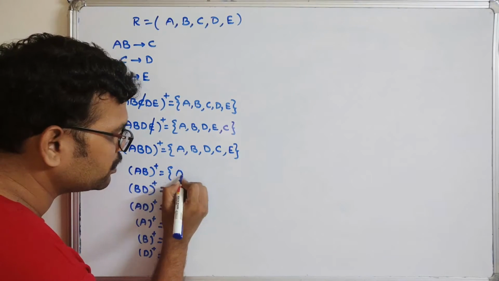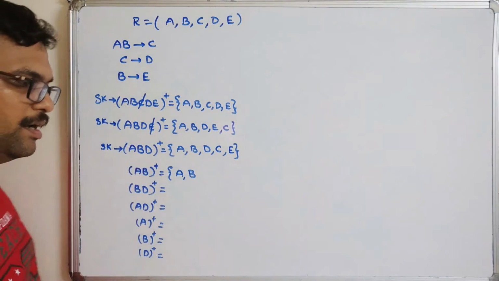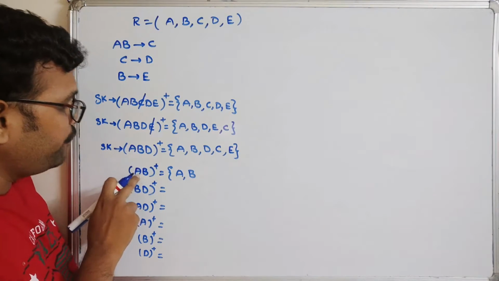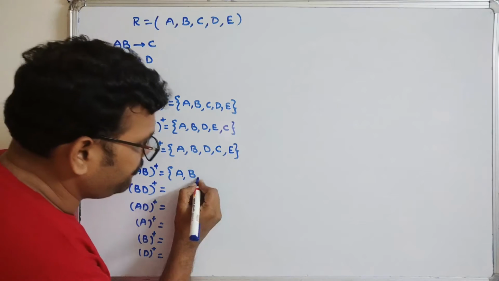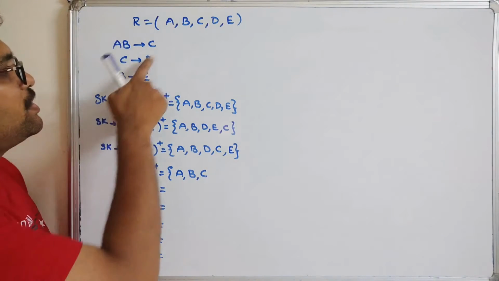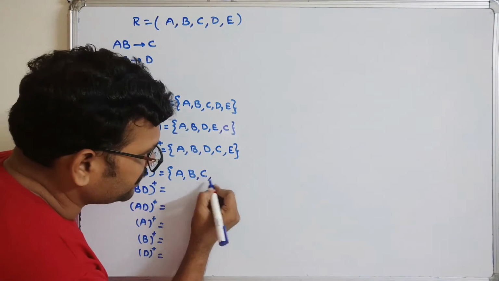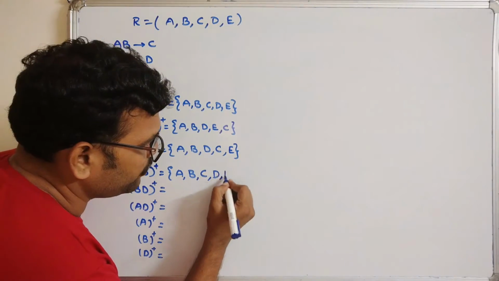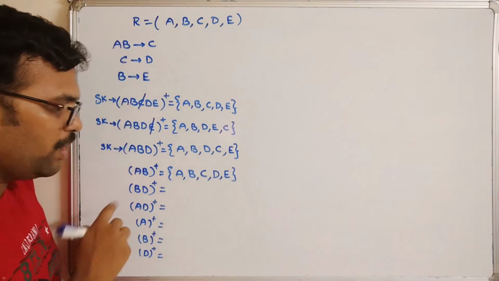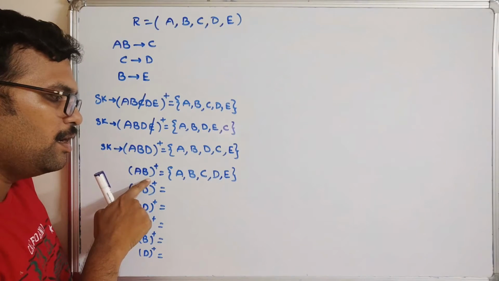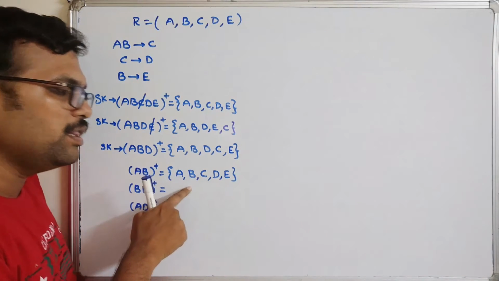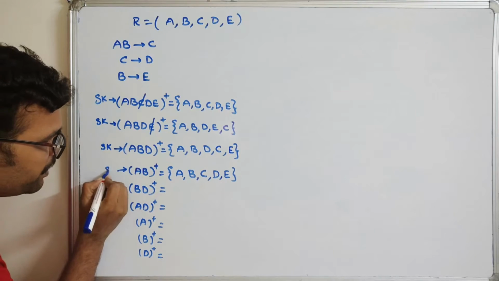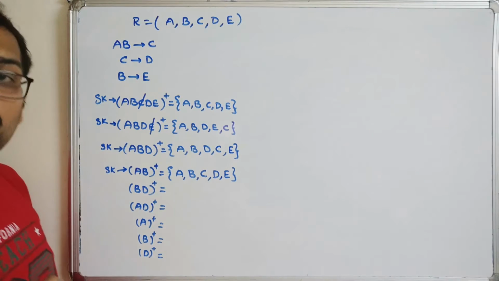So A, B closure. A comma B will be the attributes which can determine with the help of AB attributes. And if you know AB, we can get C. Yes, C. If you know C, we can get D. Yes, we can get D. Now, if you know B, we can get E. Yes, we can get E. So you can observe AB closure can determine all the attributes. So this will also be the super key.